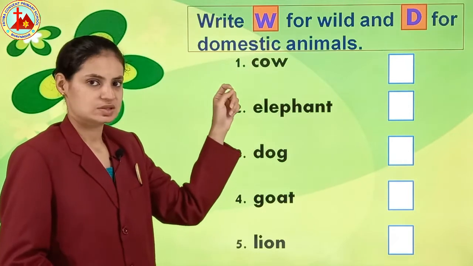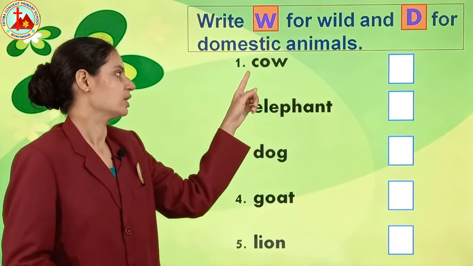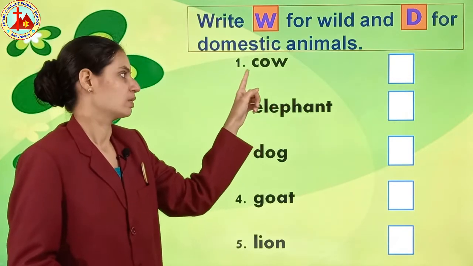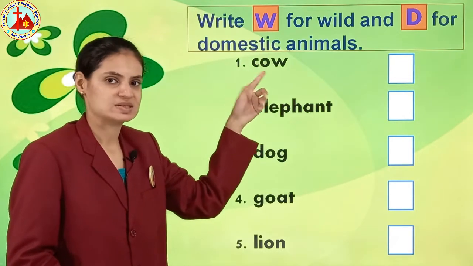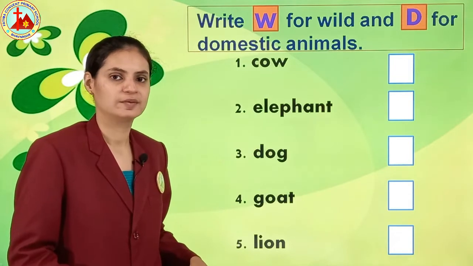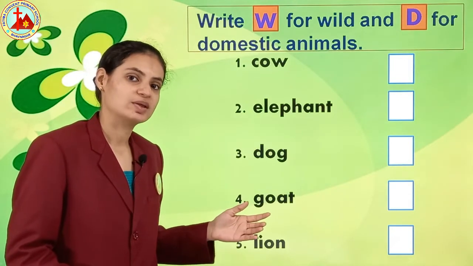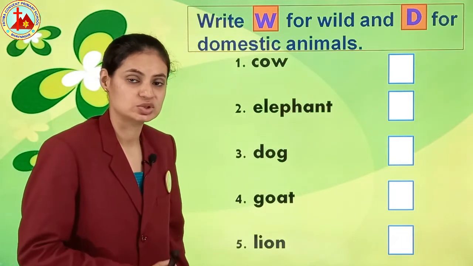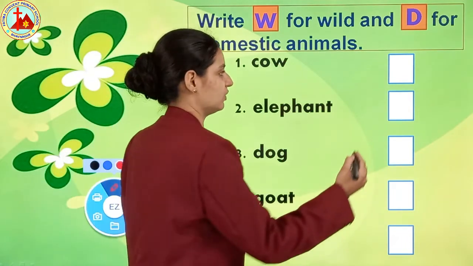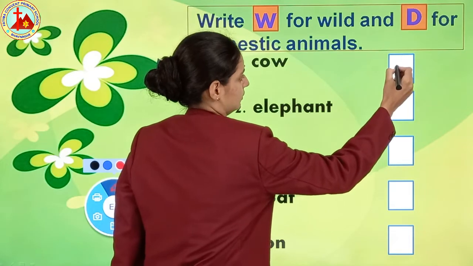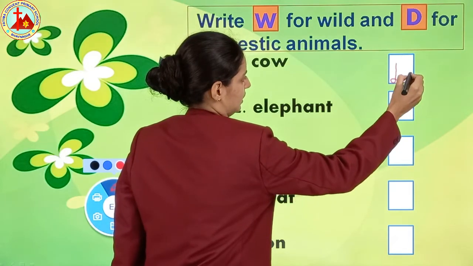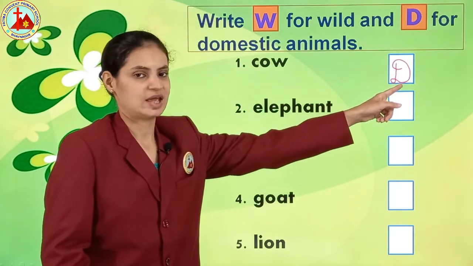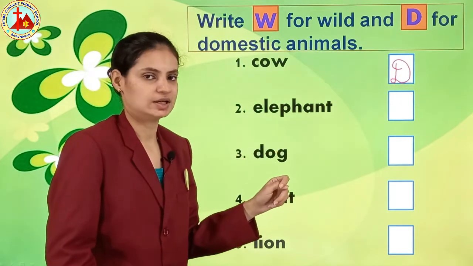Let's read the first spelling. First one is C-O-W, cow. C-O-W, cow. Cow is domestic animal or wild animal? Yes, cow is domestic animal. So here we will write D. But which D? Cursive capital D we have to write. Cursive capital D in the box. Write properly in the box. Cow is domestic animal. So here we have written D.